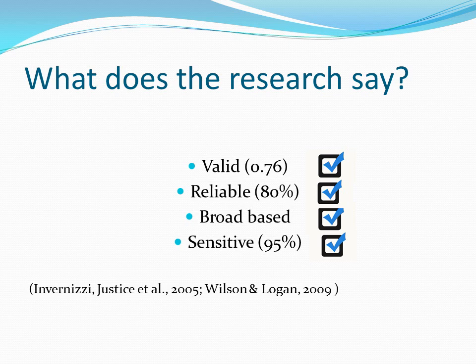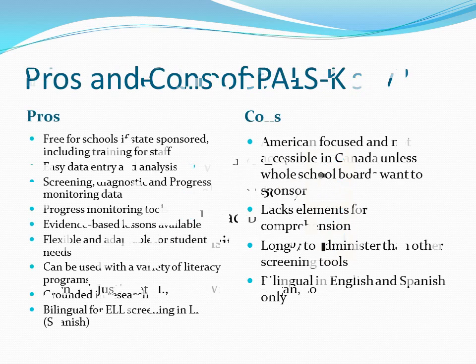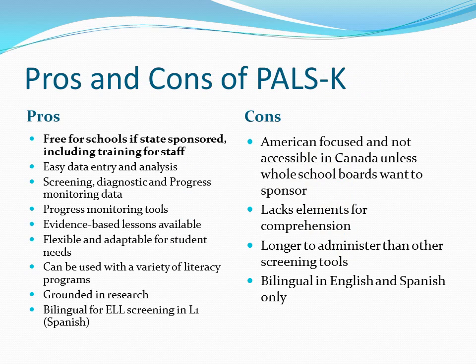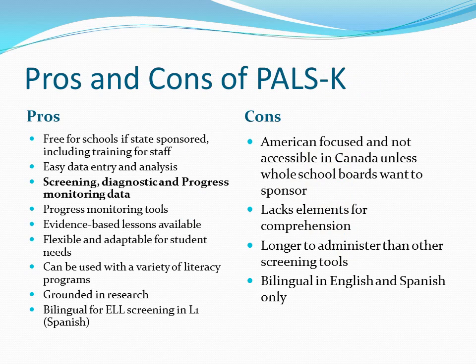PALS-K is broad-based because it measures all 4 dimensions associated with later reading achievement: phonological awareness, alphabet knowledge, concept of word, and grasping phoneme correspondence. If you want to learn more about the importance of multivariate screening batteries like PALS-K, please refer to the Bridge and Katz article from 2011 on the reference page. Please take a moment to look over the pros and cons of PALS-K.